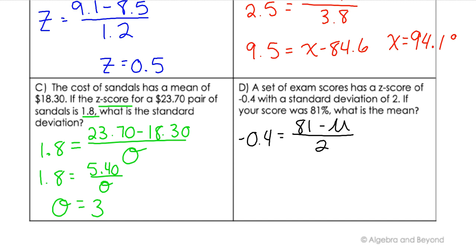So we're going to multiply both sides by 2. We get negative 0.8 equals 81 minus the mean. Subtract the 81 and then divide out the negative. We get the mean score is about 81.8%. So your score of 81 was about 0.4 standard deviations below the mean.